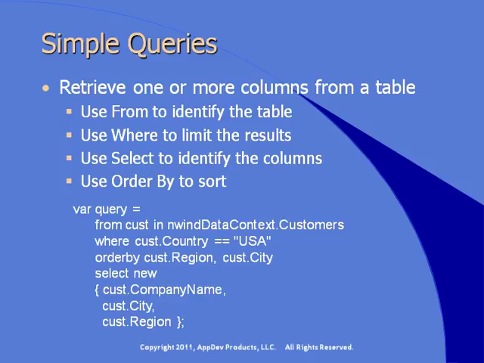We saw in the previous section when we created our object model that the data context has a property for each of the tables we dragged in. And here, nwinDataContext is our data context pointing to the Northwind database. And one of the properties on that is Customers. This query says go into the customers table and bring back customers where the country is equal to the USA. We want the results ordered by region and city, and then we just want to bring back the company name, the city, and the region.